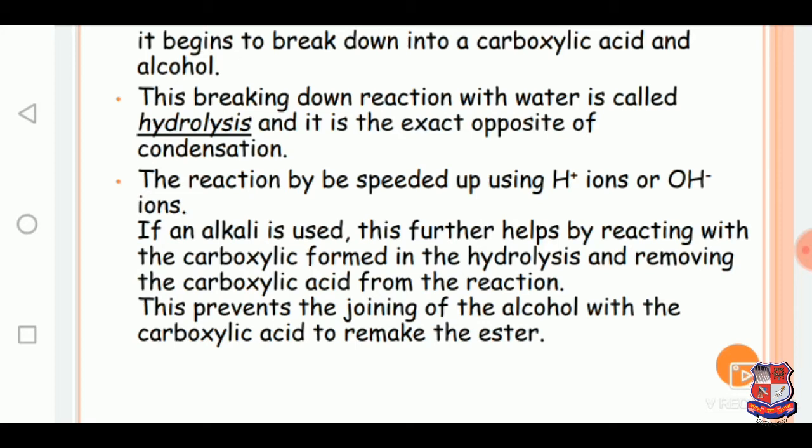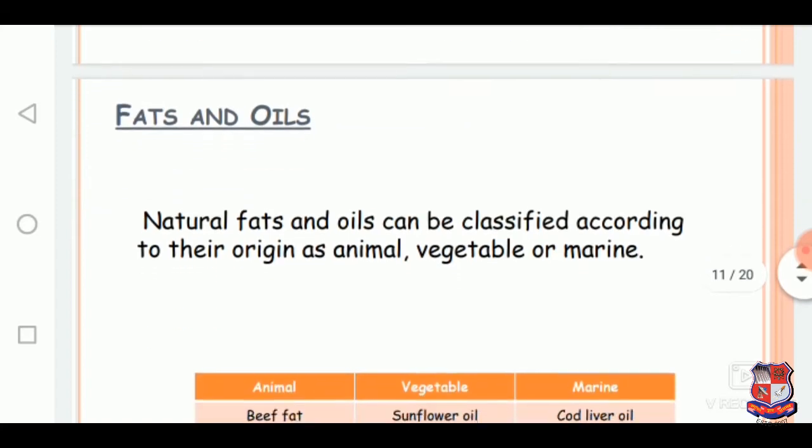If an alkali is used, this further helps by reacting with the carboxylic acid formed in the hydrolysis and removing the carboxylic acid from the reaction. This prevents the joining of alcohol with the carboxylic acid to remake the ester.